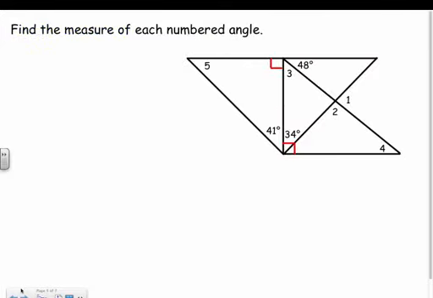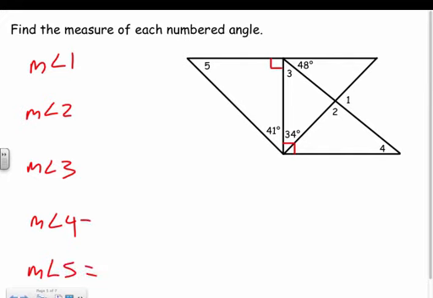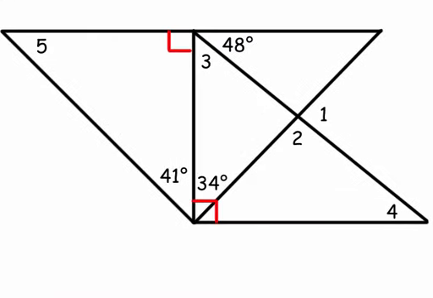Holy buckets. Now it gets a little confusing here. Find the measure of each numbered angle. Got a lot of stuff. I'm going to go ahead and write all my angle measures: angle 1, angle 2, angle 3, angle 4, angle 5. Okay, let's see which one I can find first. I've got to try to find some triangles here.